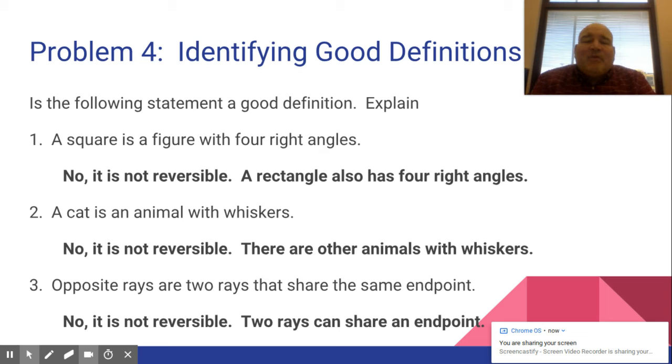Third, opposite rays are two rays that share the same endpoint. That's true, but there are other rays that can share the same endpoint and they don't have to be opposite. Remember, opposite rays are two rays who form a line. So any angle that's not a straight angle would be a counterexample to that. That is your lesson today on biconditionals.